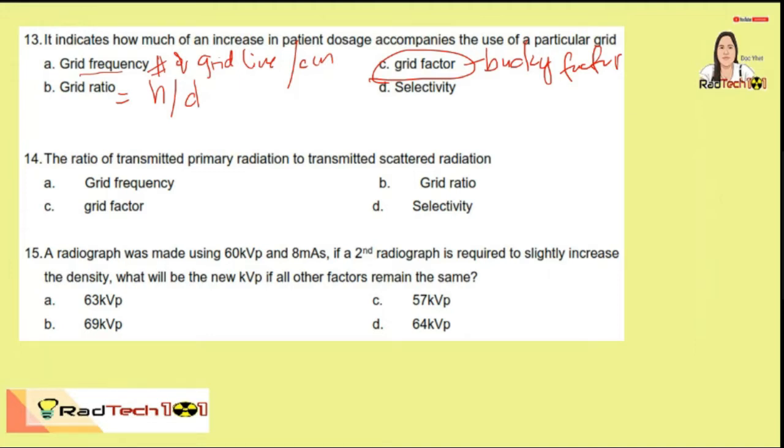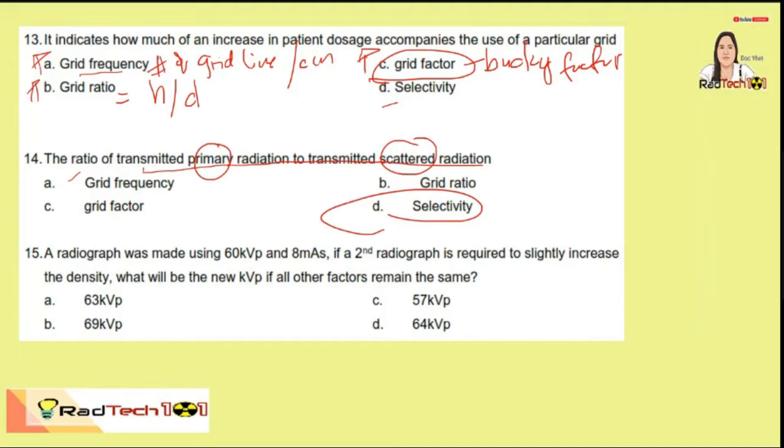And for selectivity, ito siya, selectivity is the ratio of transmitted primary to transmitted scattered radiation. So this is selectivity. Okay, so with the use of grid, the higher the grid ratio, the higher the grid frequency, the higher the grid factor, the higher the technique factor should be used, the higher the patient dose. So selectivity simply means it is the ratio of the transmitted primary radiation to the transmitted scattered radiation. And in simple terms, when we say selectivity, it is the decision, it is the discretion of the rad tech kung anong grid ratio ang gagamitin appropriate for the examination.